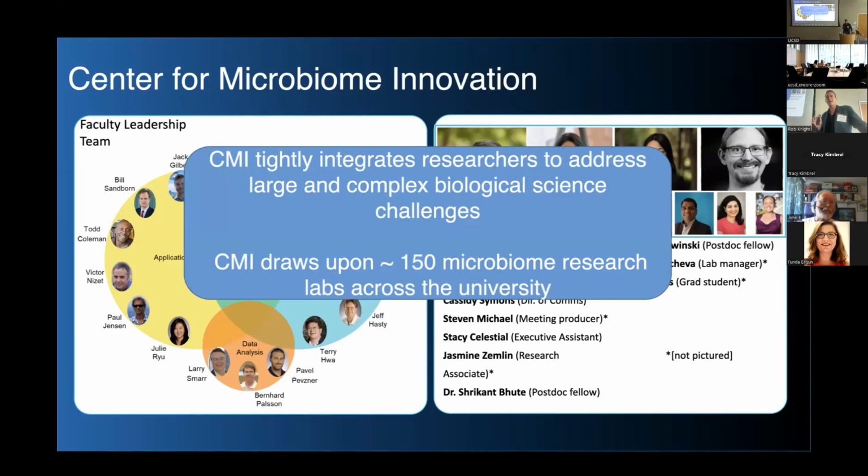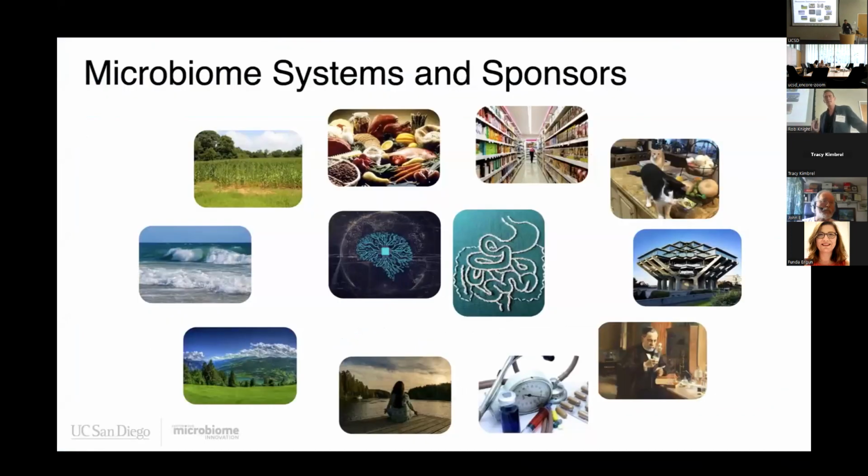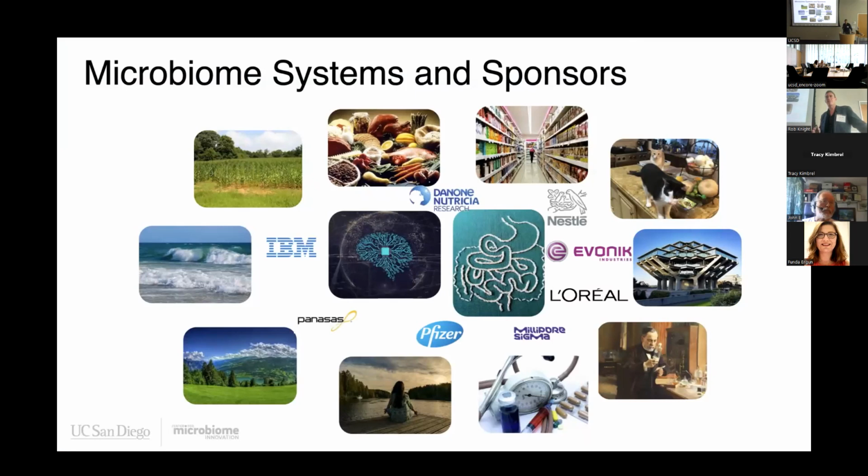But when we're not doing that, what we're doing is integrating researchers to address large, complex biological science challenges. And so we have over 150 faculty members in their labs involved across campus already, and we'll be doing another membership drive in the near future. And this just gives you an idea of the breadth of different systems that CMI members tackle, everything from the oceans to pets to studies of individual microbes to food. And here are some of the corporate sponsors that we have who are interested in these topics, which reinforces how microbiome research isn't just in the lab anymore, it's increasingly out there in society.